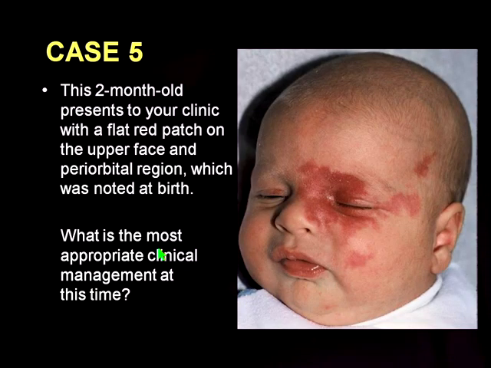Okay, this is case 5. This is a 2-month-old who presents to your clinic with a red flat patch on the upper face and periorbital region. This is noted at birth. So the child's now 2 months of age and hasn't changed much in appearance. What is the most appropriate clinical management at this time?